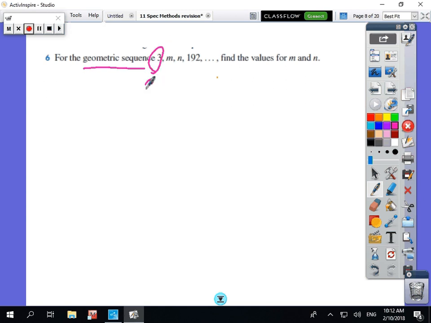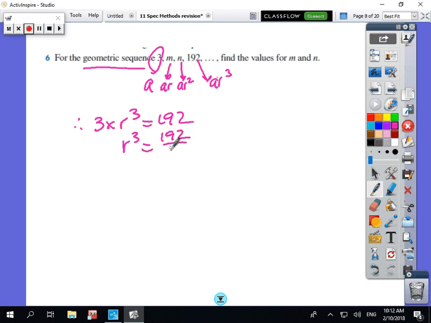Okay, so we know that that number's A, and that's AR, and that's AR squared, and that's AR cubed. So therefore, 3 times R cubed equals 192. R cubed equals 192 divided by 3, which equals 64. Now, there's an odd power, so the answer is just the cube root.